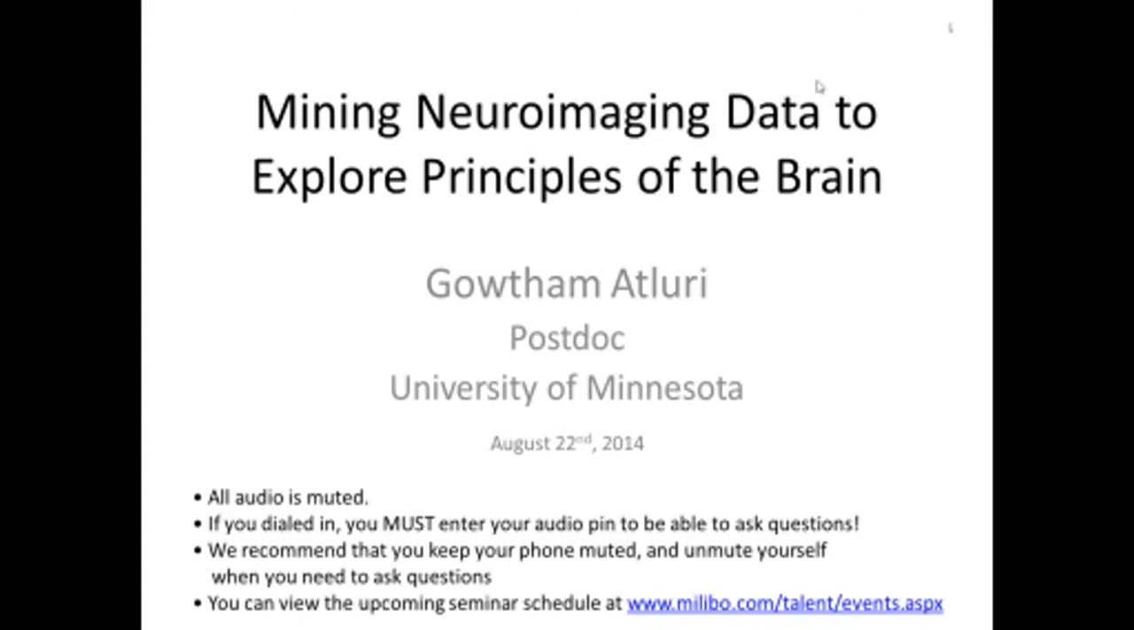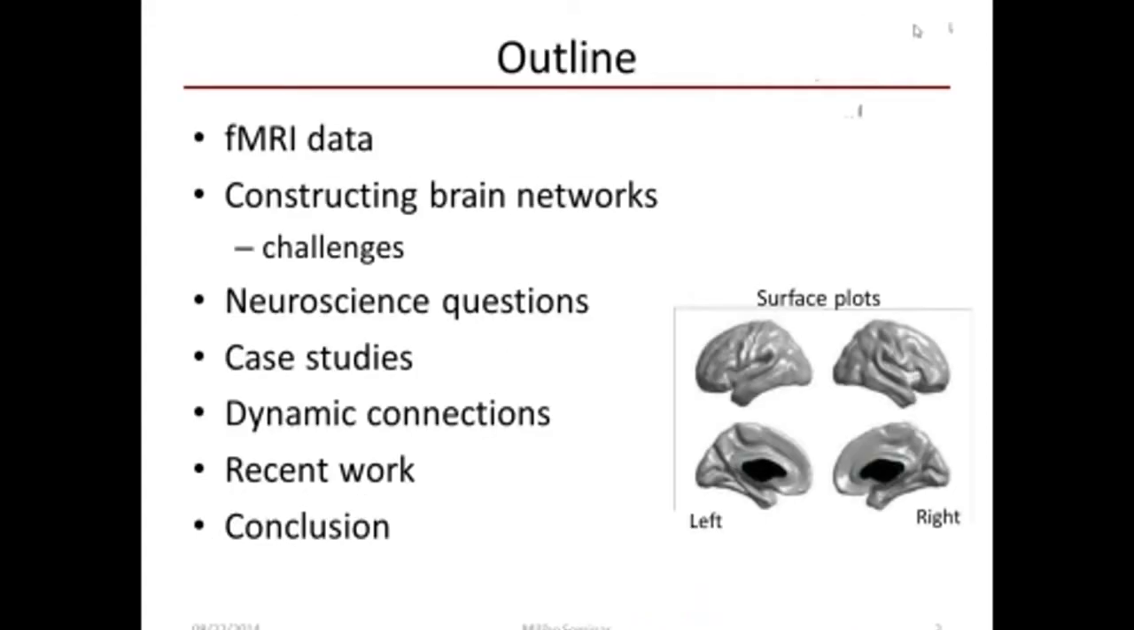Thank you, Sridhar. Hello all. The title that I have chosen is Mining Neuroimaging Data to Explore Principles of the Brain. I thought I would give you an overview of this area instead of just talking about my work, and weave in my contributions into this narrative. I'll present a brief outline of fMRI data, how brain networks are constructed from this data, the challenges that underlie constructing these brain networks, the kind of neuroscience questions that have been answered using these brain networks, and some examples of those. Then I'll talk about dynamic connections and some of our recent work in this area, and then I'll conclude.